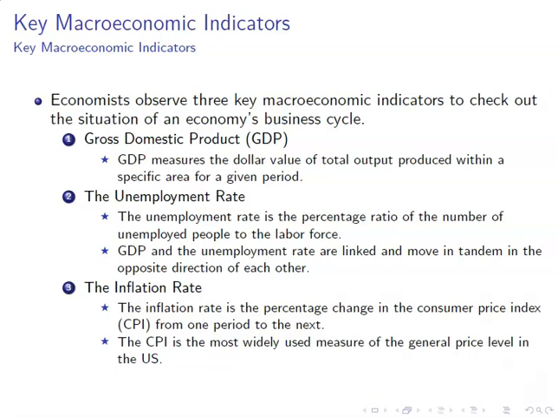The inflation rate is the percentage change in the Consumer Price Index, CPI, from one period to the next. What is the CPI? It is the most widely used measure of the general price level in the US. If the price level goes up this year compared to the previous year, this year's inflation rate would be positive. And we economists say that in a stable and healthy economy, the annual inflation rate usually falls between 2% and 3%, and the Federal Reserve Bank's inflation target is 2%.